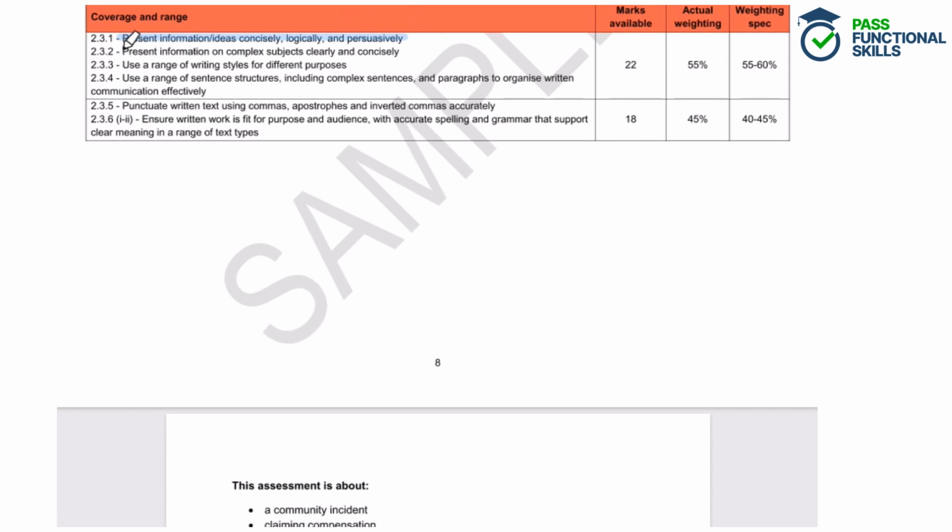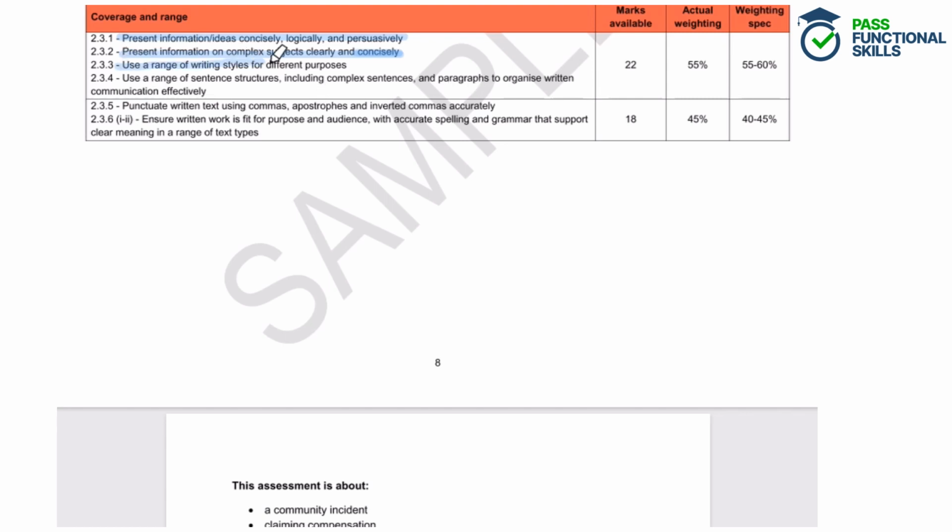You need to present information on complex subjects clearly and concisely. So this essentially means that your writing will have to be crystal clear and easy for anyone to understand. We've got that word concisely again, which simply means that we shouldn't be repeating things and we should try to make sure that everything is written in a simple way.